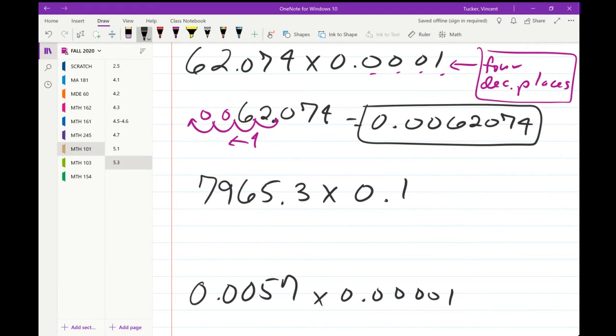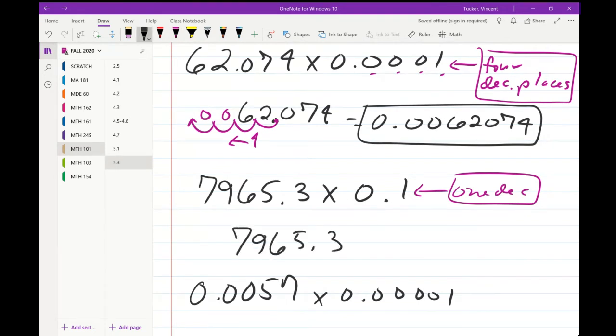All right, so the next one we have 7,965.3. We're multiplying it times 0.1. That's only one decimal. So we take our 7965.3, move the decimal one place to the left.